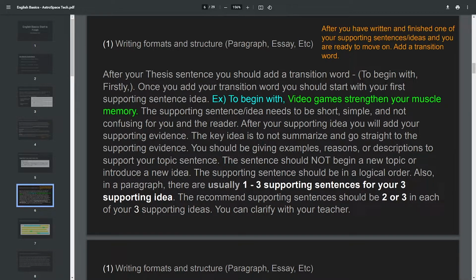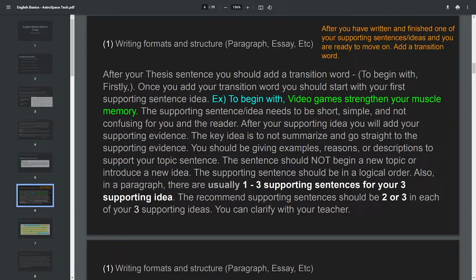After your supporting idea, you'll add your supporting evidence. The key idea is to not summarize and go straight to the supporting evidence. And you should be giving examples, reasons, or description to support your topic sentence. The sentence should not begin a new topic or introduce a new idea. The supporting sentence should be in a logical order.